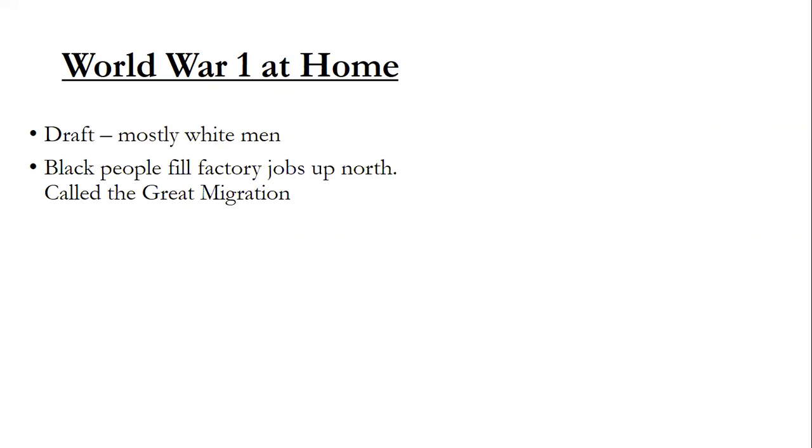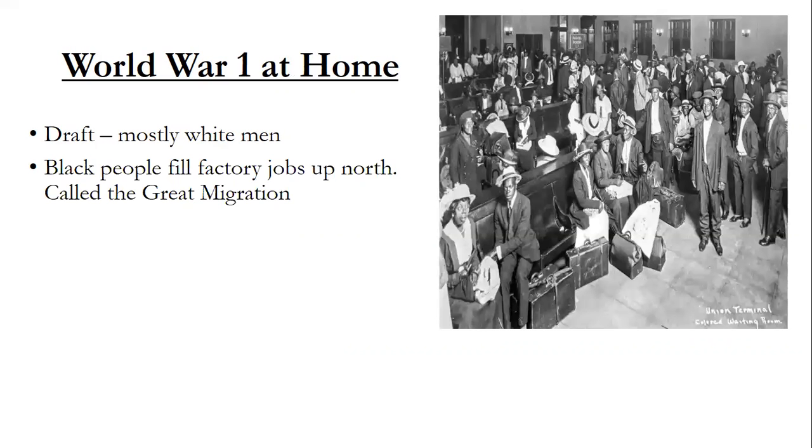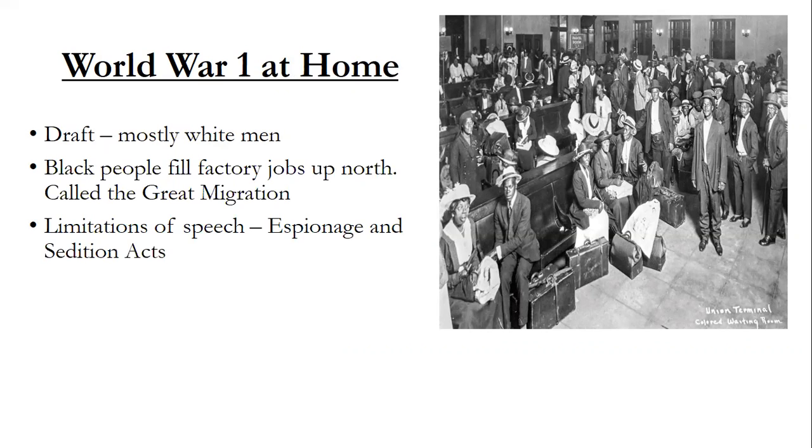So most Black people are living in the South at this point. This causes a mass migration. It's called the Great Migration of Black people to move up to northern cities. This is a picture of a train station as people are waiting to go up to the north.